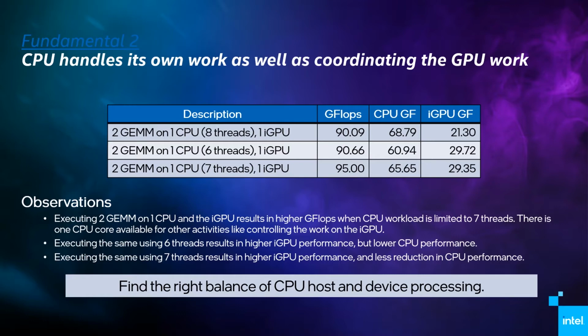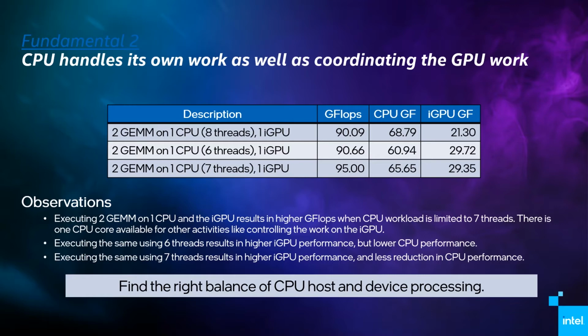To test that for myself, again, I ran 2 GEMs, one on 1 CPU and one on the integrated GPU. And you can see the results I got. So the total gigaflops per second, as well as the additive: what happened on the CPU with respect to gigaflops per second, and then the integrated GPU. And you can see that those two numbers, the 68.79 and 21.3, add up to 90.09.